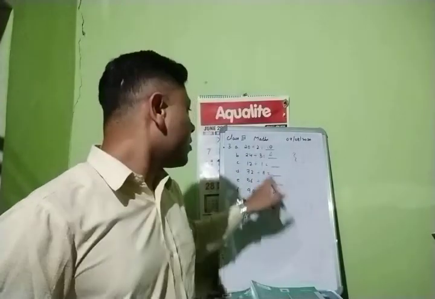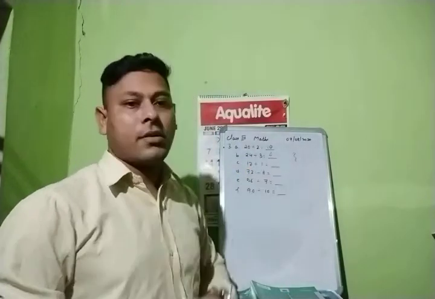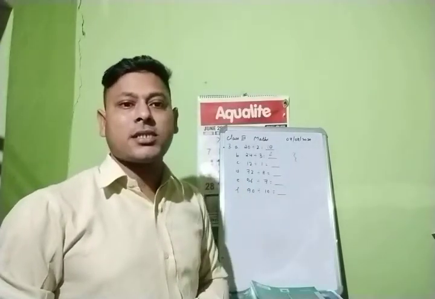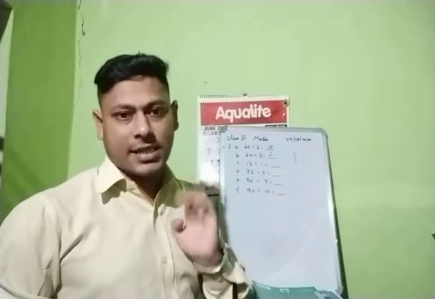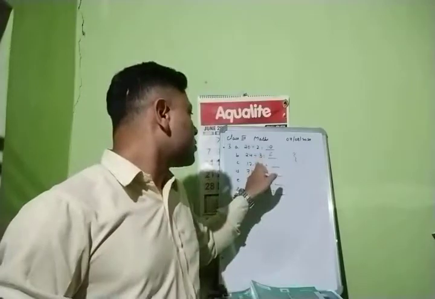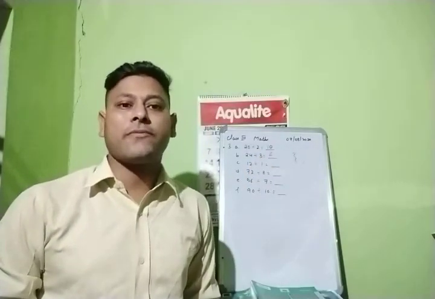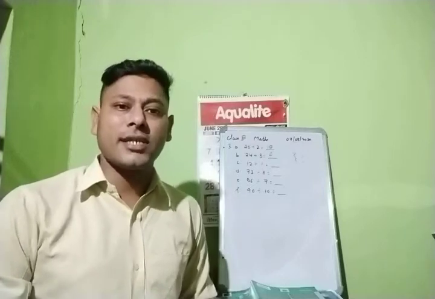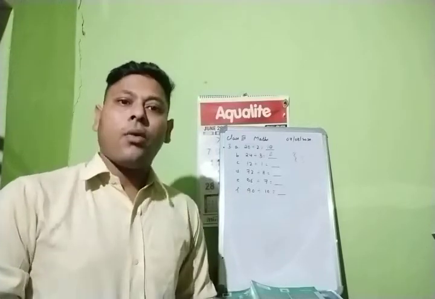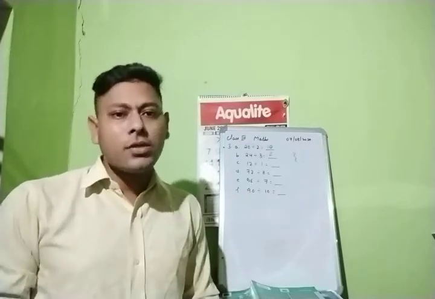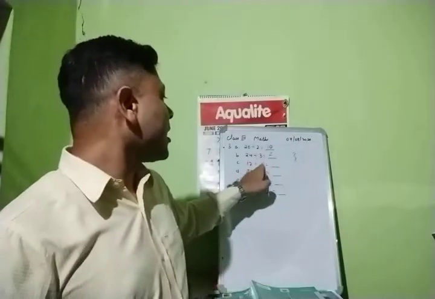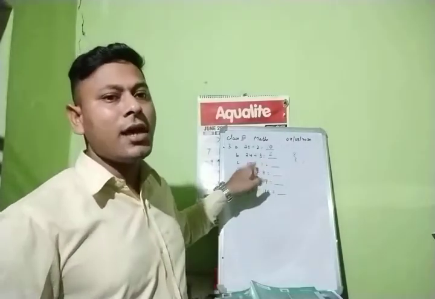Alright, now 12 divided by 1. Any number divided by 1, answer will be same number itself. Okay, like 1 ones are 1, 1 twos are 2, 1 threes are 3, 1 fours are 4, 1 fives are 5, 1 sixes are 6, 1 sevens are 7, 1 eights are 8, 1 nines are 9, 1 tens are 10, 1 elevens are 11, 1 twelves are 12. So automatically what? Any number divided by 1, the answer will be the same number.